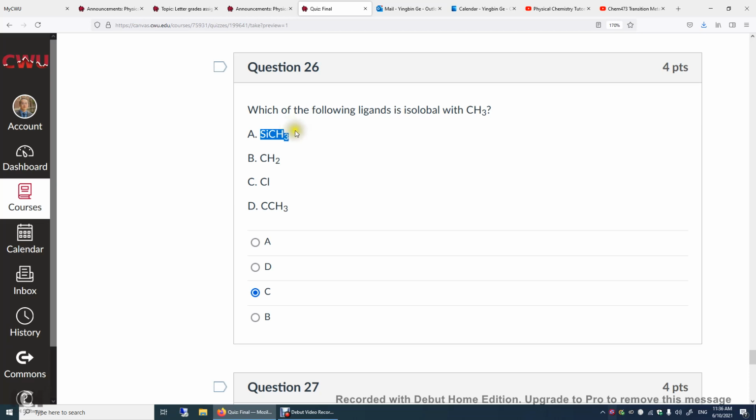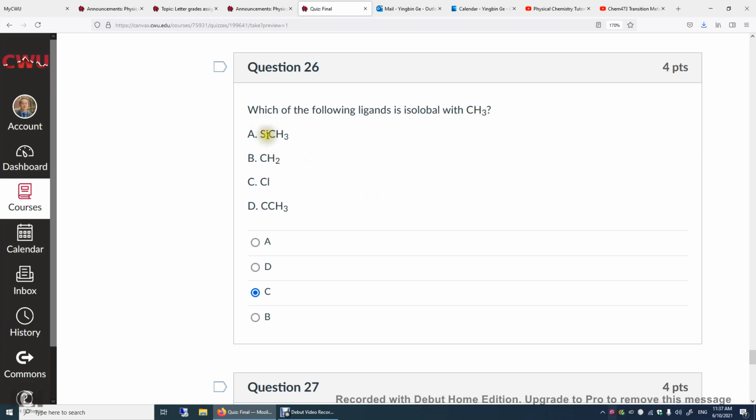But anyway, this is different. A and D are similar, so both are wrong. What about B, CH2? CH2 can be singlet or triplet. If it's a singlet, you have one lobe that contains two electrons, or it can be a triplet, you have two lobes, each occupied by one electron. Either way, it's different from CH3.